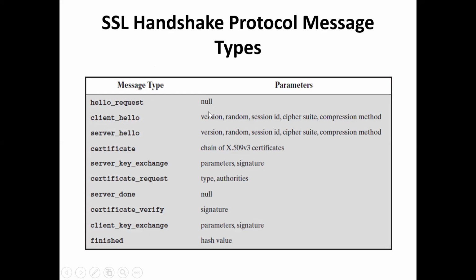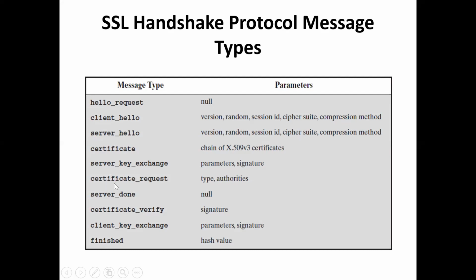What are the parameters? Version, random, session ID. For each and every session there is an ID. Cipher suite: which encryption algorithm we are going to use, and which compression algorithm we are going to use. Same parameters apply to server hello. Then which certificate we are going to use? X.509 certificate. Server key exchange: it gives its own public key to the client, so that the client can exchange data with the server.